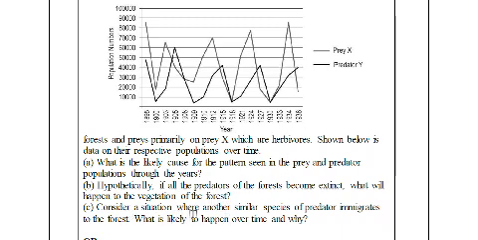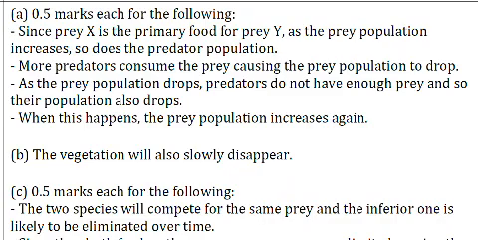Consider a situation where another similar species of predator immigrates to the forest. What is likely to happen over time and why? There will be a competition between the predators for the same prey, and over time the inferior one of those predators will go extinct and the other one will survive, as the resources are limited here.